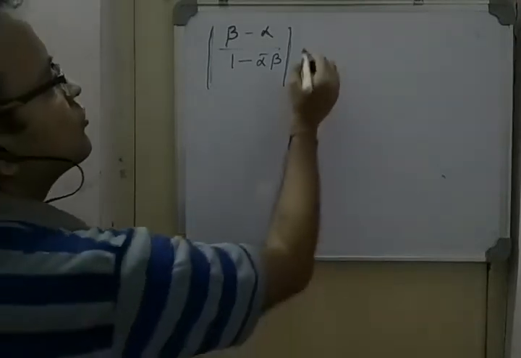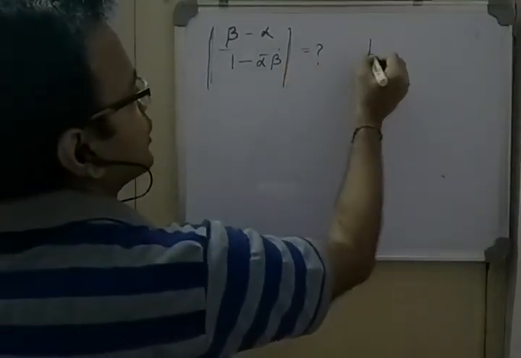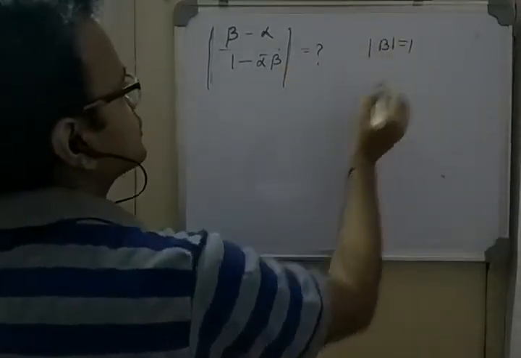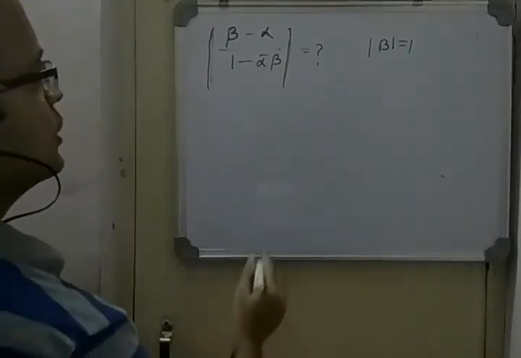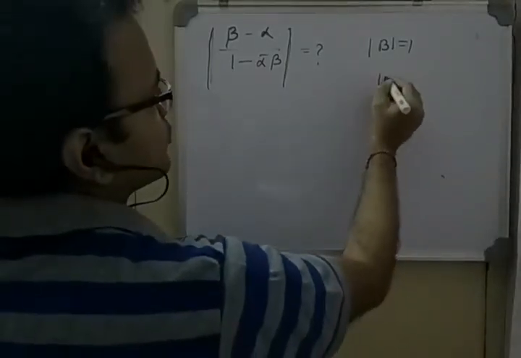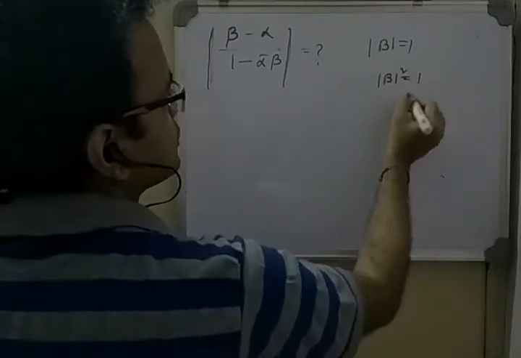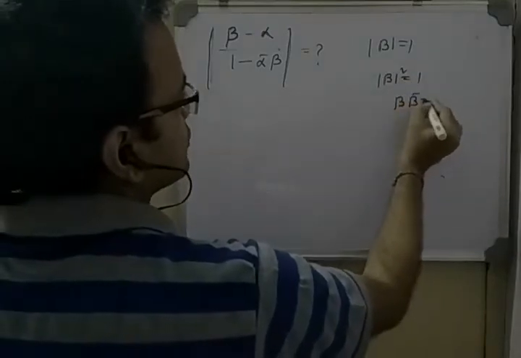We need to find out where mod beta equals 1. Alpha and beta are complex numbers. So mod beta is 1 means mod of beta squared is 1. That means beta beta bar equals 1.